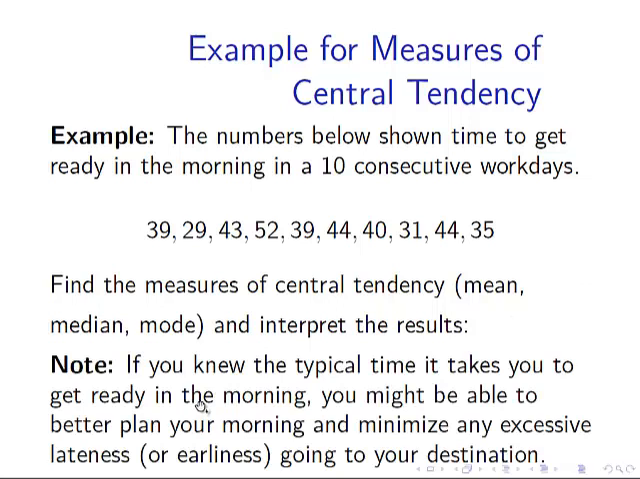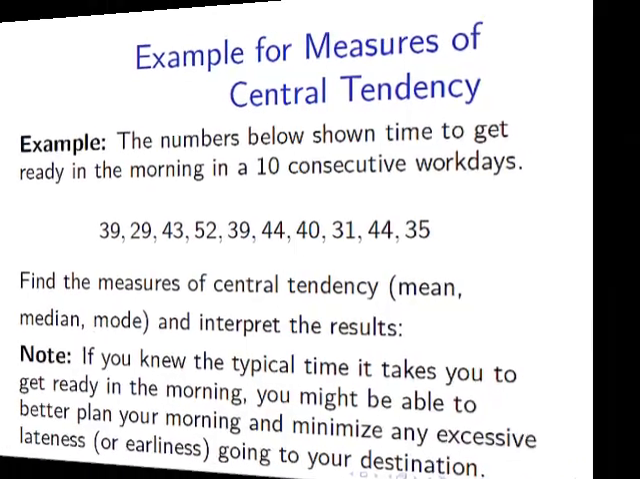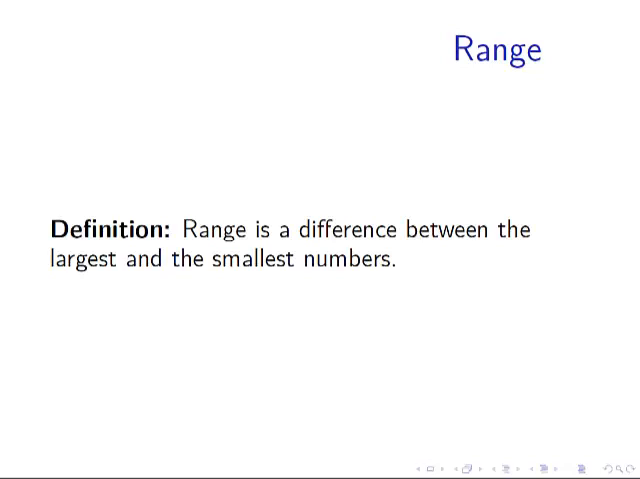Finally, we can say that if you knew the typical time it takes you to get ready in the morning, you might be able to better plan your morning and minimize any excessive lateness or earliness going to your destination. Now let's talk about the measures of variation. The first measure of variation is range. Range is the difference between the largest and smallest numbers in our data.